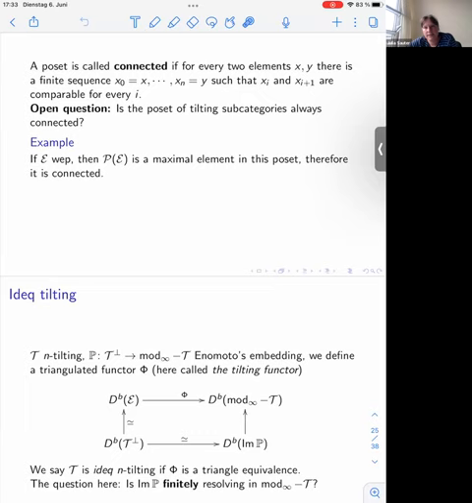It doesn't make sense to talk about a Hasse diagram in this context anymore, but one can ask these kinds of questions. And if you have enough projectives, then the projectives are trivially a maximal element in this poset and therefore it is always connected.